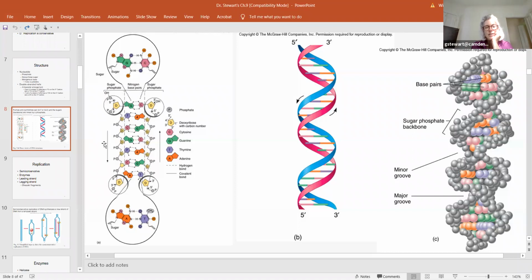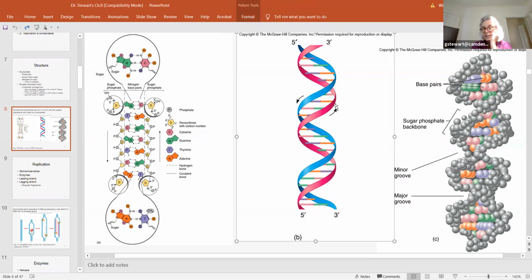But the arrows are to indicate that the left-hand strand in this case is running 5' to 3', and the complementary strand is anti-parallel, and it is running 5' this way to 3', so that the ends are not the same.